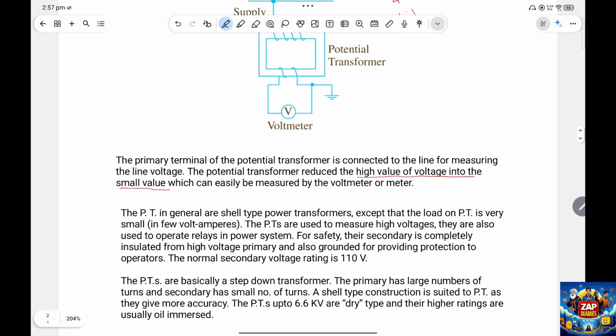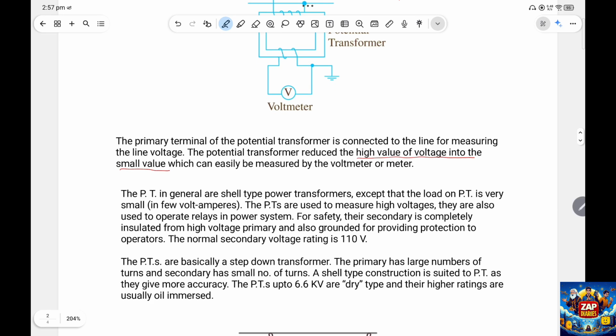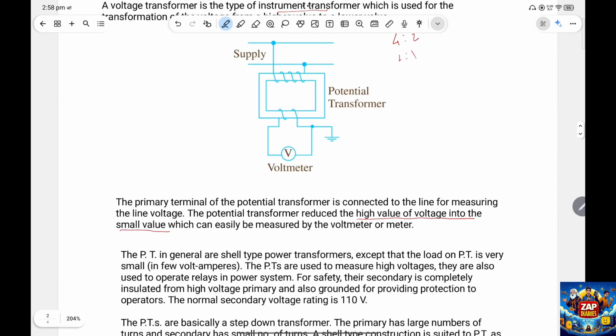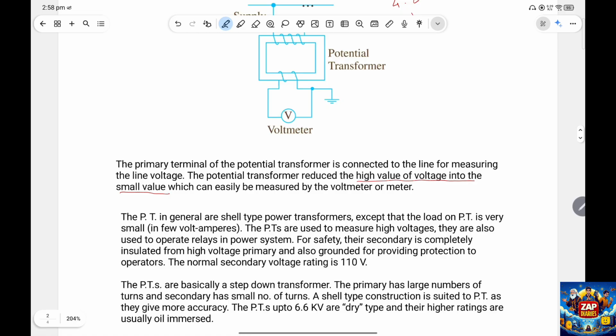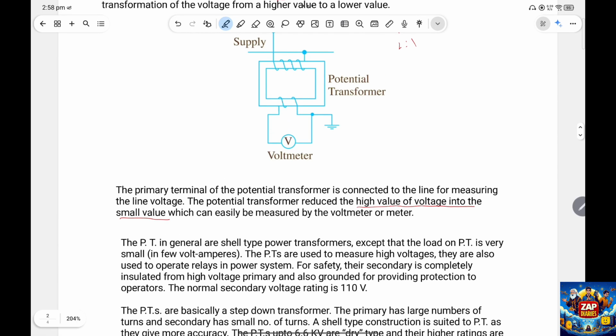The PTs in general are shell type transformers. If you want to know what shell type transformers are, you can check the transformer previous video in the series. These are basically shell type transformers, except the load on a PT is very small, a few volts. If you take another shell type transformer of the same class but not a PT, it will have a heavy loading, maybe up to kilovolts, megavolts. But in a PT, it's a few volts and a few amps.